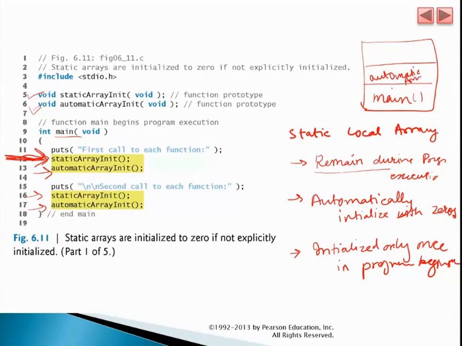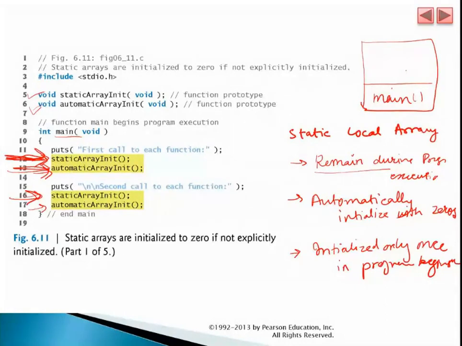array init, right? Once line number 13 gets executed, what happens after this? Again, it will make the stack frame of static array init, and then once line number 16 is over, it returns, then it will make the stack frame of automatic array init. And once we are done with line number 17, then this entire stack frame is deleted. Okay, and we will again come to the main function.